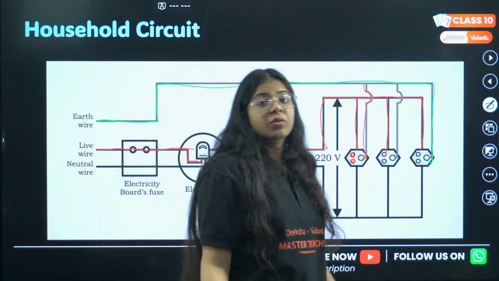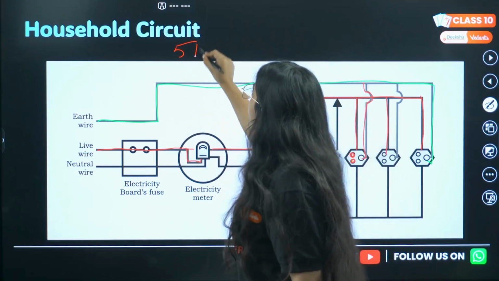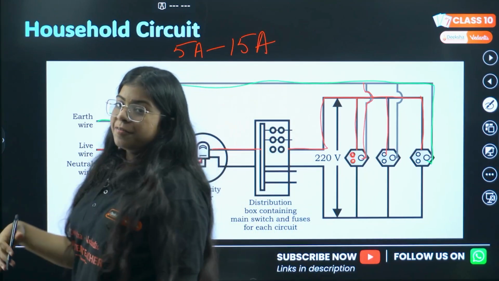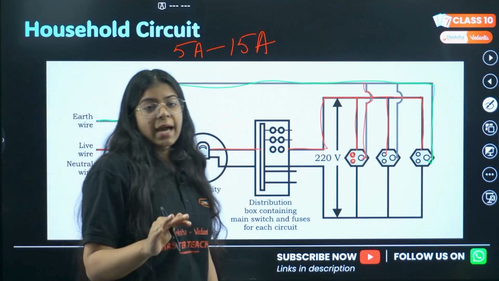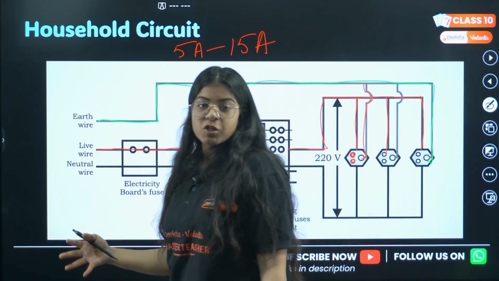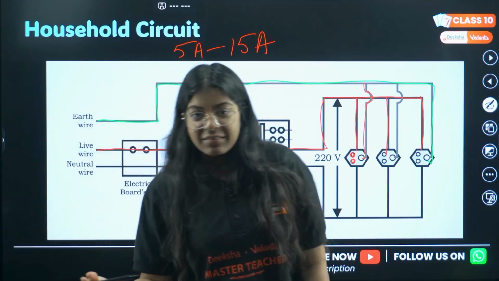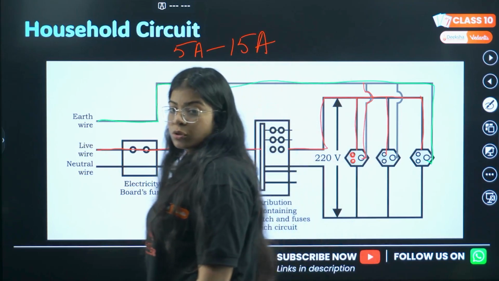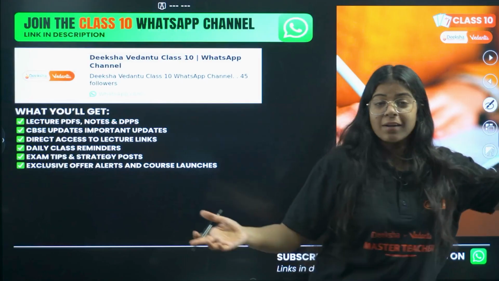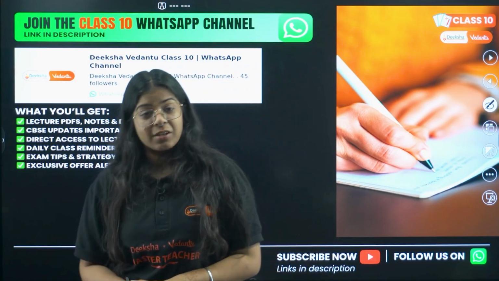The power we get in our houses is 220 volt. The current we get is between 5 ampere to 15 ampere. Because our microwave oven or fridge might need more current, in those cases we use bigger switches, right? So we can get more current in those switches, and for normal ones we get lesser current, like for our charger, our TVs and all. So this is our household circuit completed, and I guess this is where we complete our one shot of this very important chapter, magnetic effects of electric current.